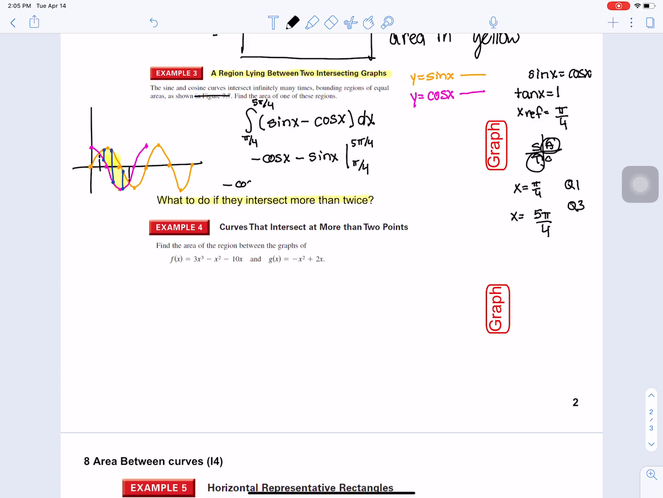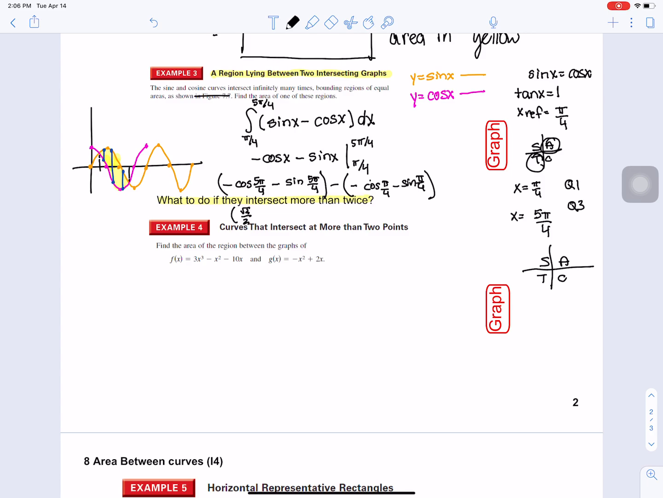So minus cos 5 pi over 4 minus sine of 5 pi over 4, minus negative cosine of pi over 4 minus sine pi over 4. So just carefully go through that. And when you do that, you're going to get cosine is negative in quadrant 3. So it'd be root 2 over 2. The negatives will cancel out.